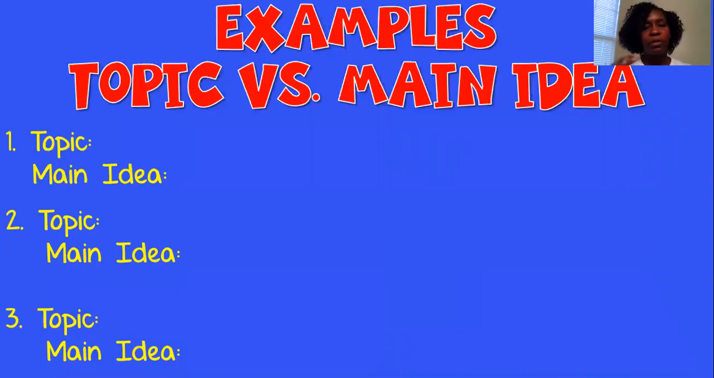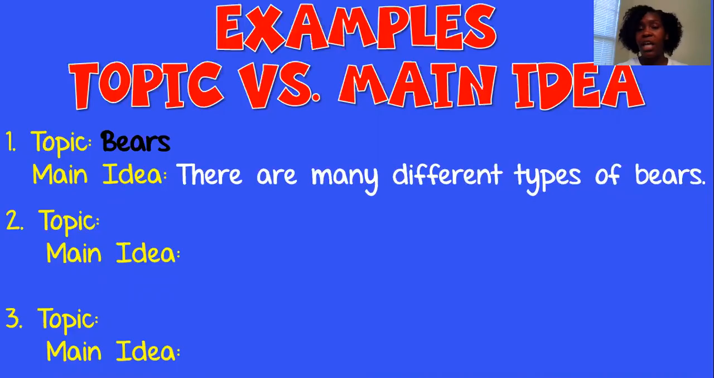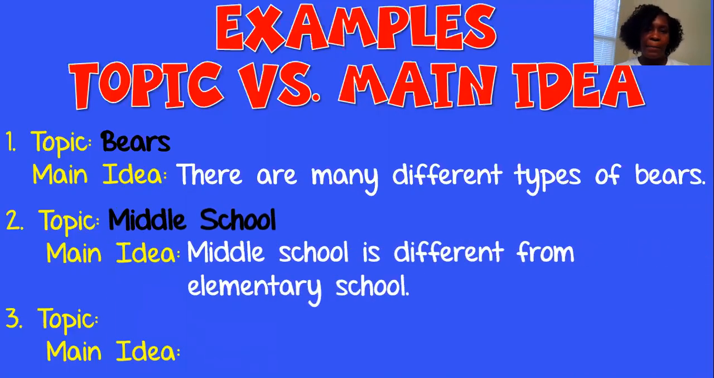So here are some examples to look at the difference between the two. If the topic is about bears, that's the overall topic. But a main idea about what that author is trying to get across about bears could be that there are many different types of bears. Another topic, middle school, could be a very broad topic, but the main idea of this particular article might be that middle school is different from elementary school.